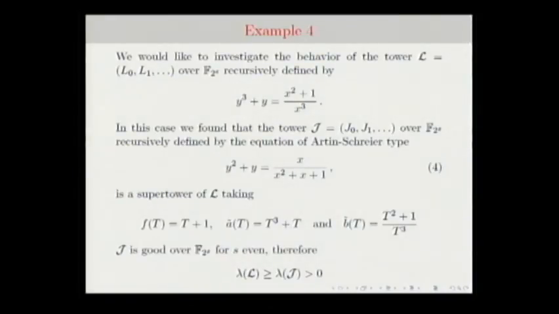And so this one is also an asymptotically good tower of function fields, using the known inequality for the limits. So this is the original example that we could get using this method. And we think that we are going to continue working with this. So that's all.